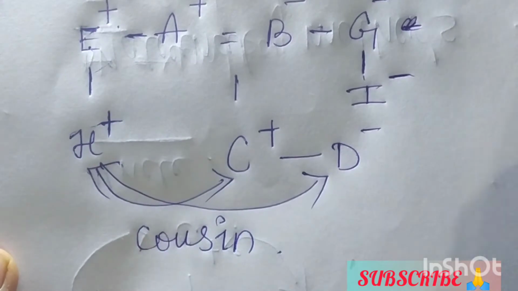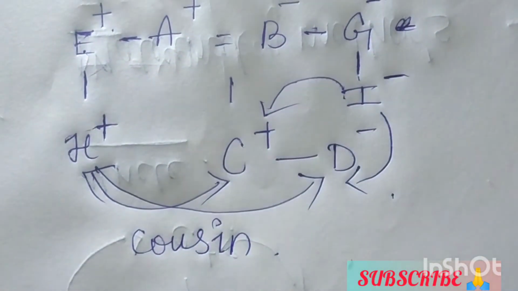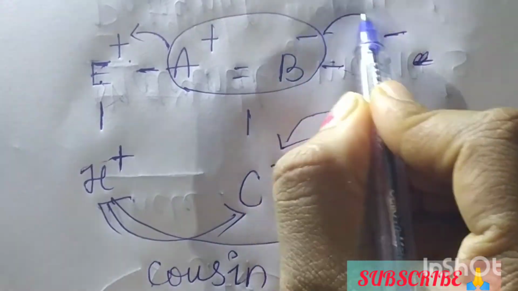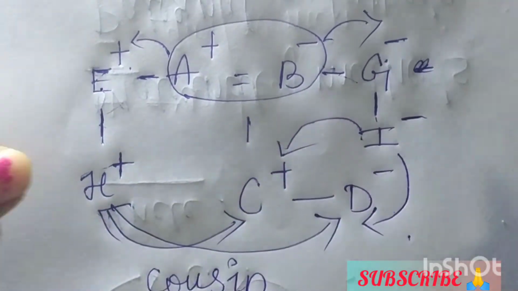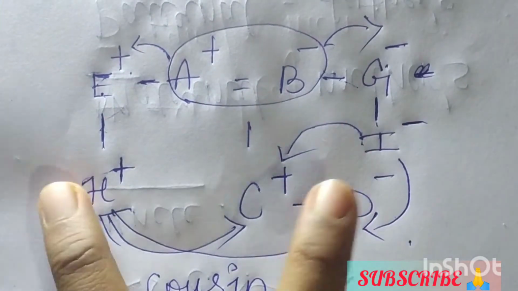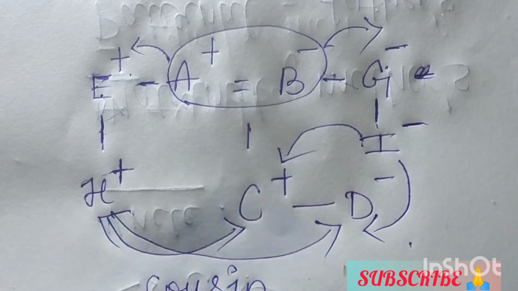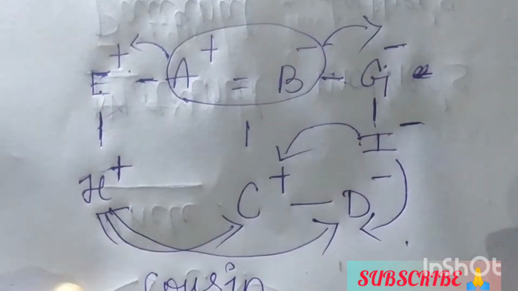The relation between H and C is cousin. The relation between C and D is also cousin. The relation between I and C is cousin. The relation between I and D is also cousin. So who are cousins? Parents' brothers' or sisters' children are known as cousins. H and I are children of E and G, and these are the cousins for C and D. We cannot tell these as in-laws relation.